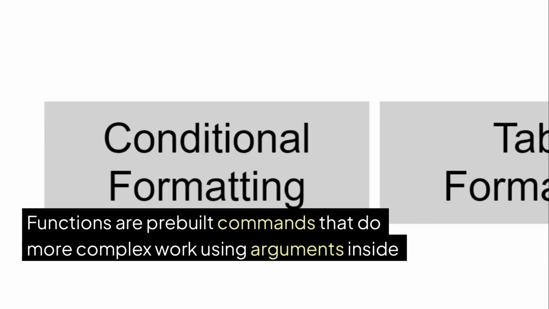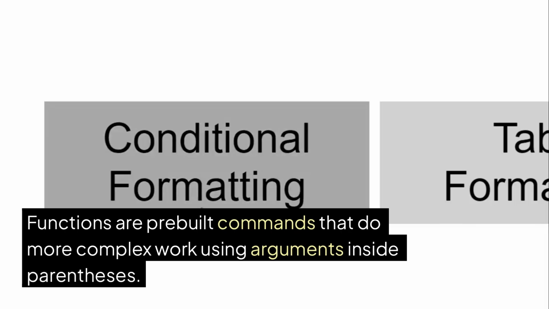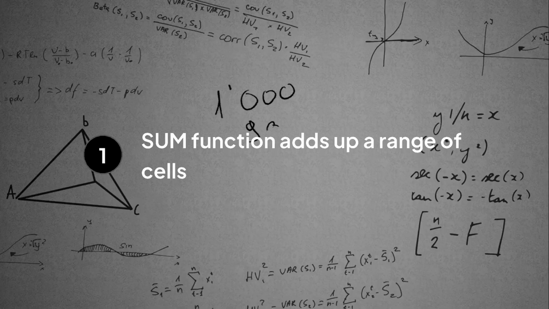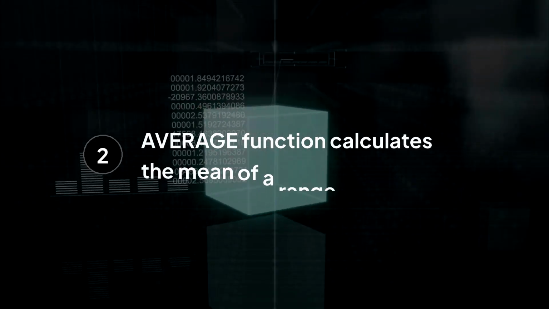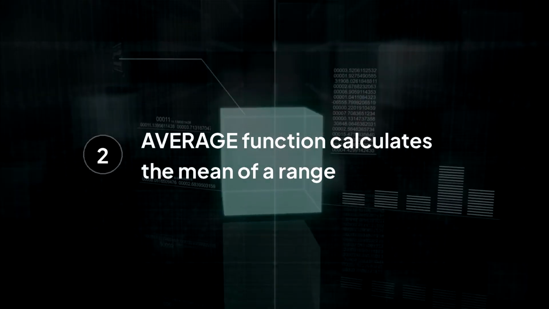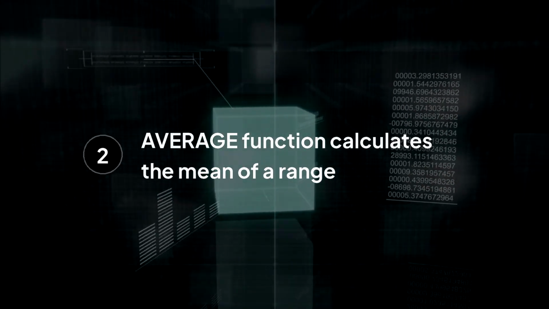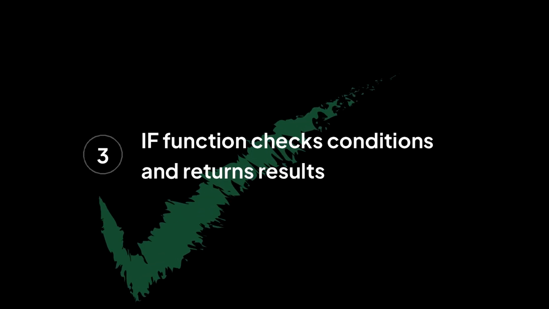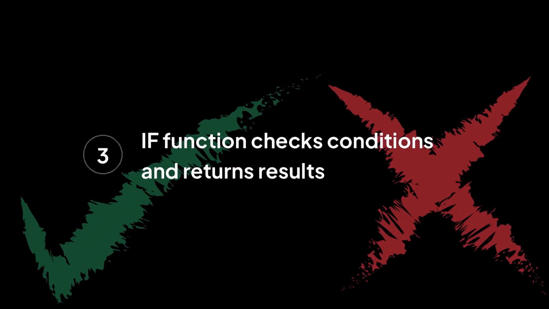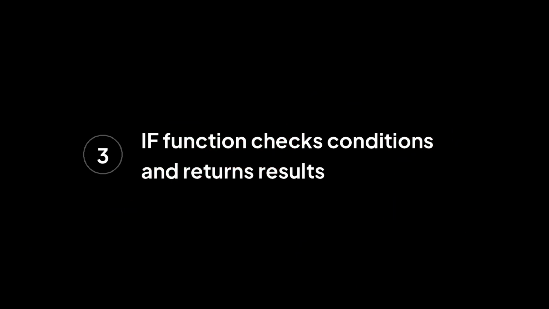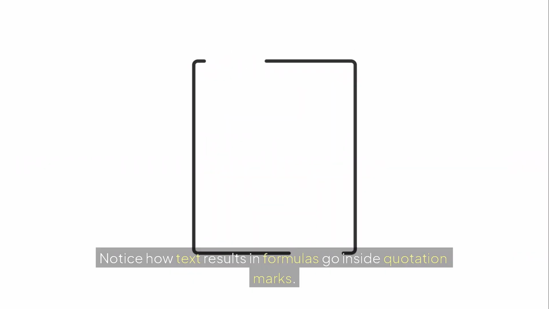Functions are pre-built commands that do more complex work using arguments inside parentheses. For example, =SUM(A1:A10) adds up everything from A1 through A10. =AVERAGE(B1:B5) gives you the average of that range. And =IF(C1>10, "yes", "no") checks a condition and returns one result if it's true and another if it's false. Notice how text results in formulas go inside quotation marks.